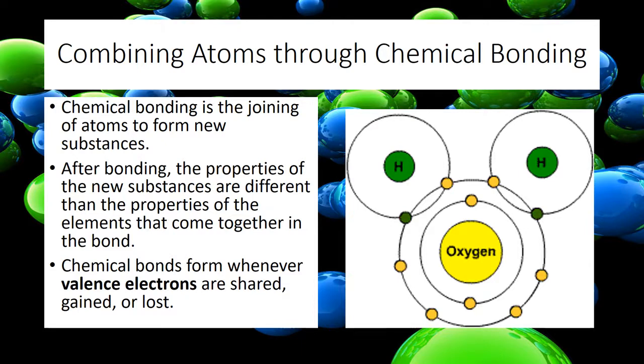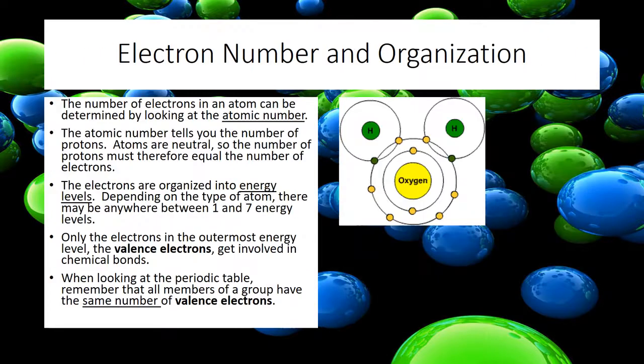First, let's look at how atoms combine through chemical bonding. Chemical bonding is the joining of atoms to form new substances. After bonding, the properties of the new substances are different than the properties of the elements that come together in the bond. We talked about that in chapter 4 as well as chapter 2 with chemical changes. Chemical bonds form whenever valence electrons are shared, gained, or lost.